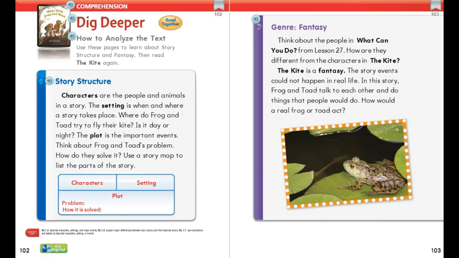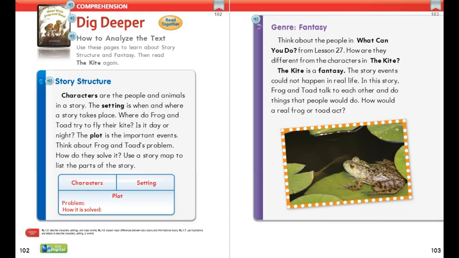Turn to page 102 in your student book. Remember that a story has characters, a setting, and a plot, and they all work together to tell the story. Think about how you would describe Frog and Toad in detail. Okay?